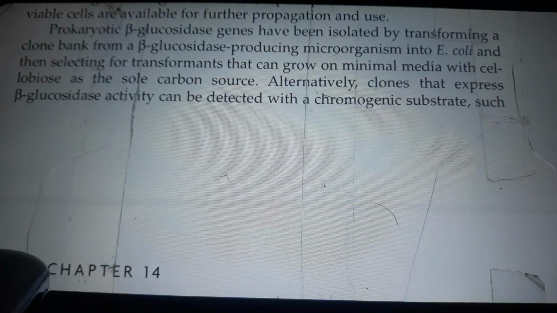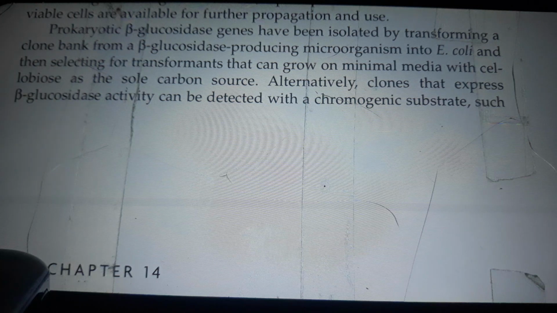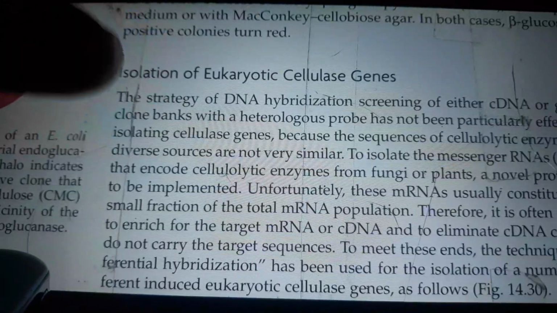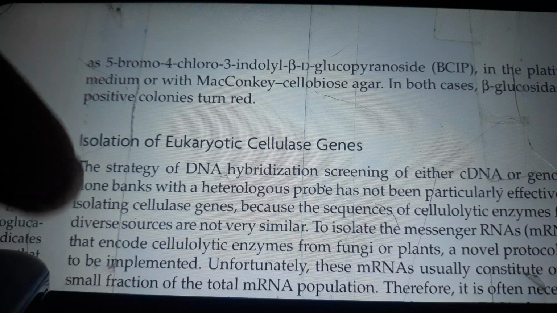Prokaryotic beta-glucosidase genes have been isolated by transforming a clone bank from a beta-glucosidase producing microorganism into E. coli and then selecting the transformants that can grow on minimal media with cellobiose as the sole carbon source. Alternatively, clones that express beta-glucosidase activity can be detected with a chromogenic substrate such as 5-bromo-4-chloro-3-indolyl beta-D-glucopyranoside (BCIP) in the plating medium with MacConkey cellobiose agar. In both cases, beta-glucosidase positive colonies turn red.